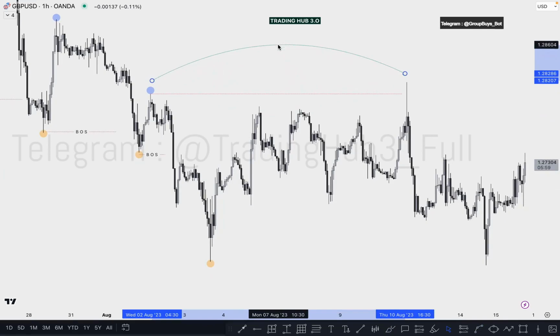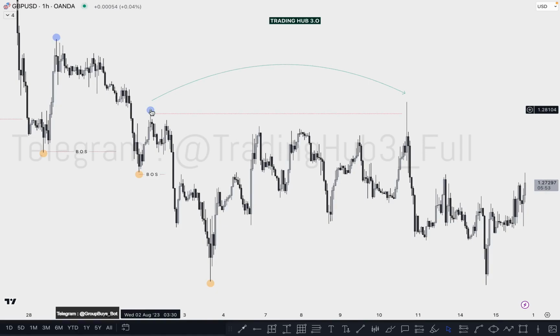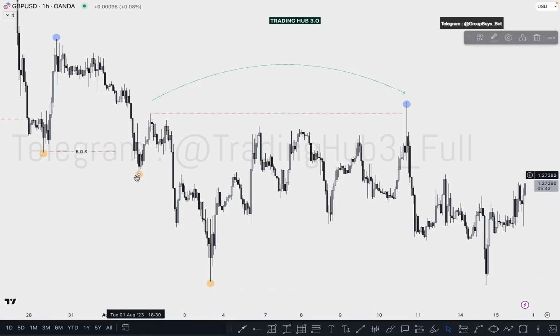And this is important for you if you are facing any kind of problem identifying structure, right? So this high transfers from here to here, okay, and this point becomes our lower low, and this one is not valid here, and this low also transfers from here to here, something like this.